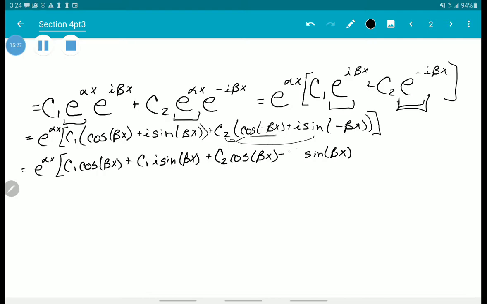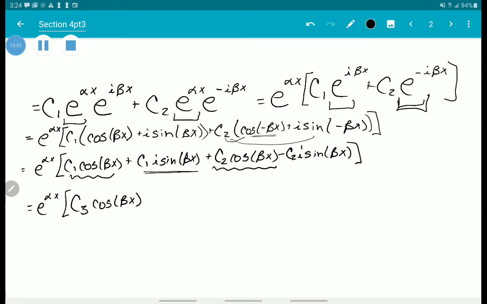And if I distribute that, C2, I'm going to have that. So now let's think about combining like terms after we've used those sine properties and cosine properties of even odd functions. So I have a constant times cosine of beta x plus another constant times cosine of beta x. Isn't that the same thing as just some new constant times cosine of beta x?